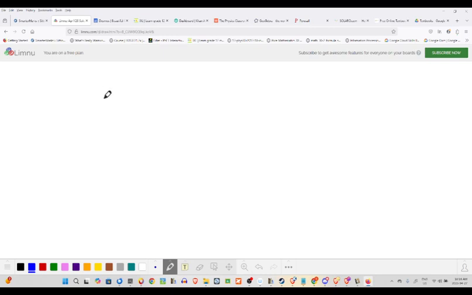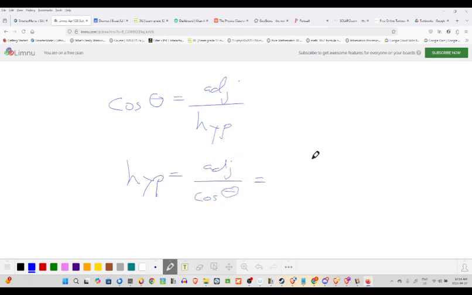So instead, let's take the fact that we have the adjacent and we're looking for the hypotenuse and say, that's a cosine problem. So our hypotenuse is the adjacent over the cosine of theta. So 58.1 over the cosine of 53.5, running it through the calculator.